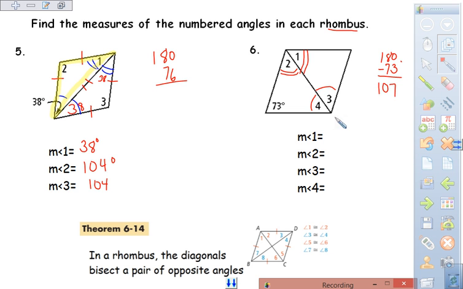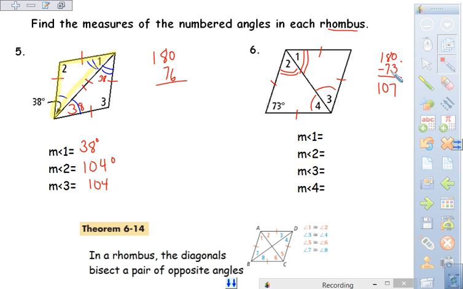So again, remember, a diagonal bisects opposite angles. So 1 and 2 would be congruent, 3 and 4 would be congruent. So I get some isosceles triangles because of the definition of a rhombus, all the sides would be the same. So I have a triangle with 73, 2, and 4.